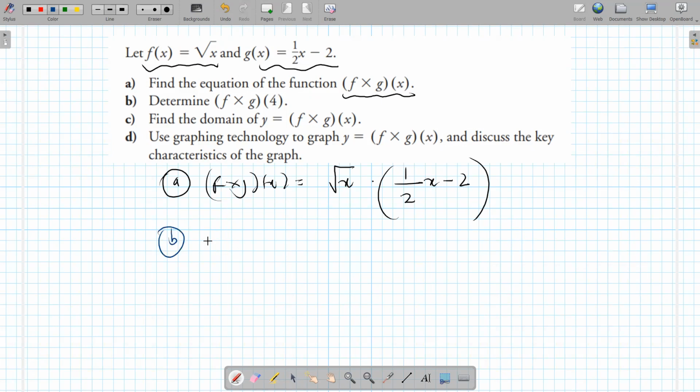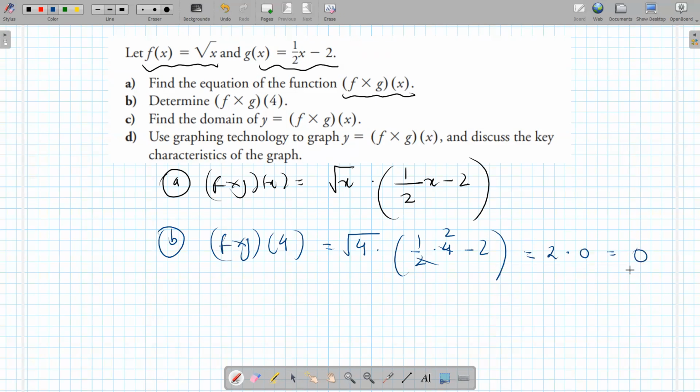How do we do B? It says find f times g of 4. In part A, it said find f times g of x, but now it says find f times g of 4. You plug in 4 as x. Yeah, so it'll be square root of 4 times 1 over 2 times 4 minus 2. It's going to be 2 times 0. It's 0. And that's it. Easy peasy.